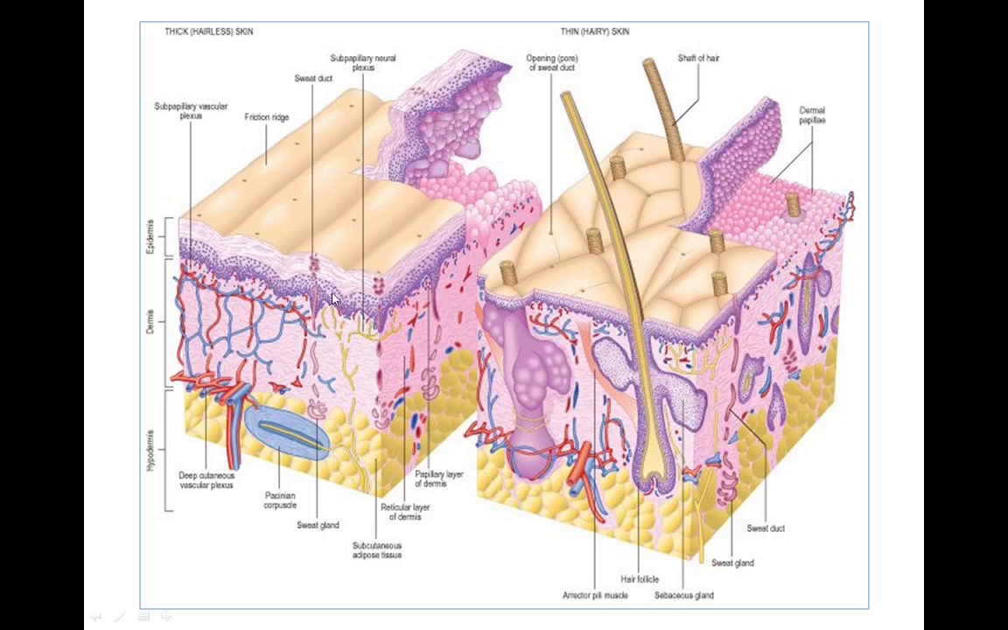So these are our 2 types of skin. One is thin, one is thick. Here all the hair follicles are present. Here hair follicles are not present. This is called a hair follicle.